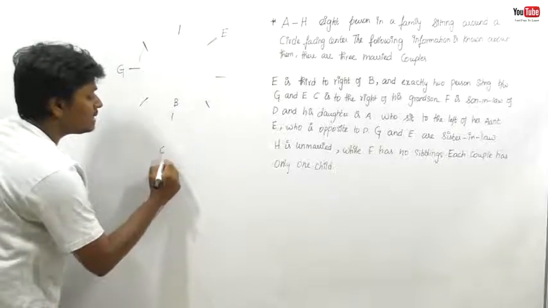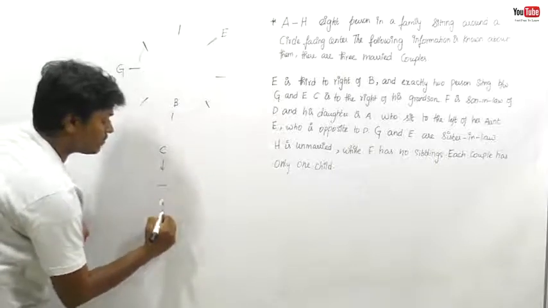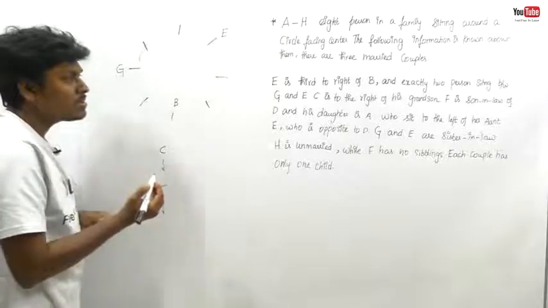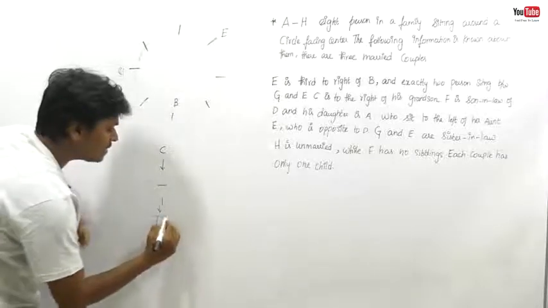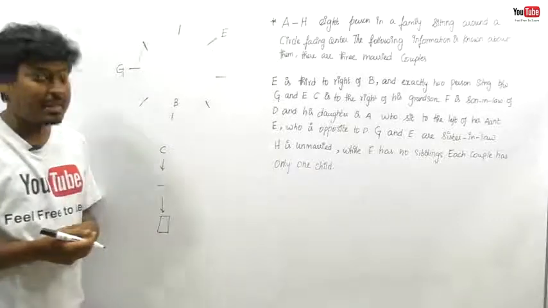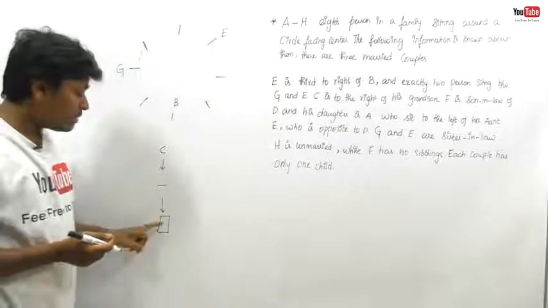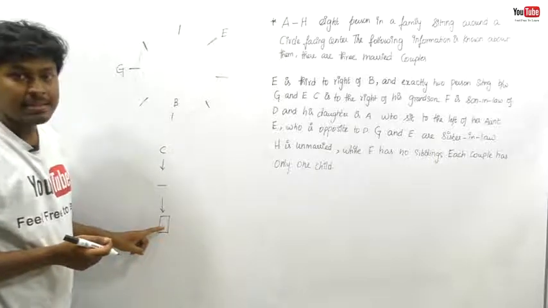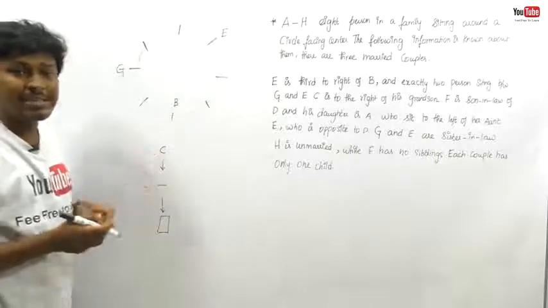So C is having a grandson. We don't know who the grandson is. So box B doesn't know who the grandson is, right? But we can clearly say that the person who is going to be the grandson can call this C a grandfather, right?